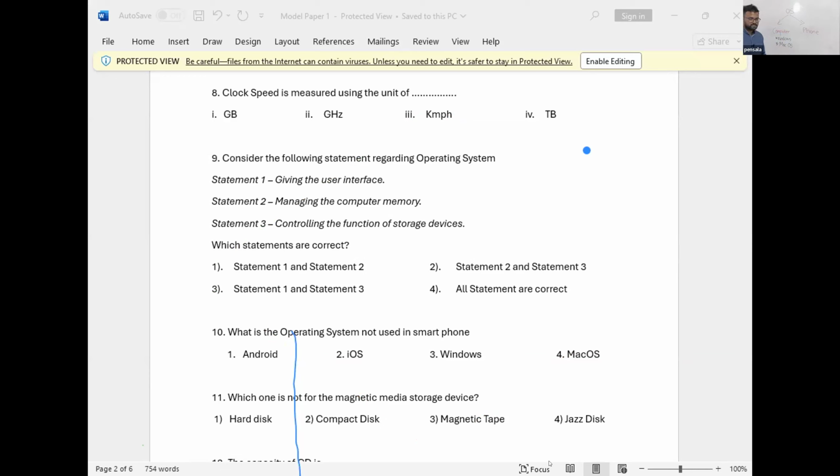Windows, Mac OS. The other one is Linux, right? Under this, so can you see? I think no. Under Linux there are two, Fedora and Ubuntu, right? So these are the operating systems for computer based.